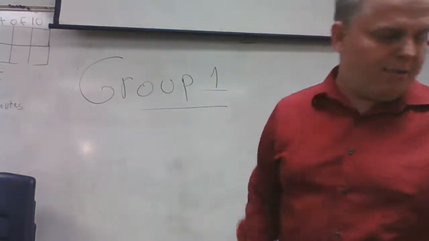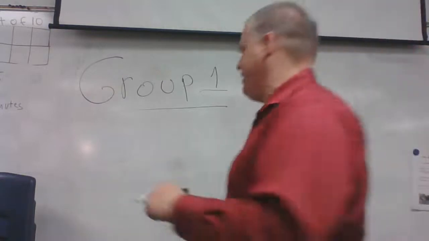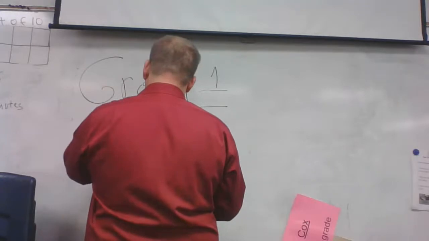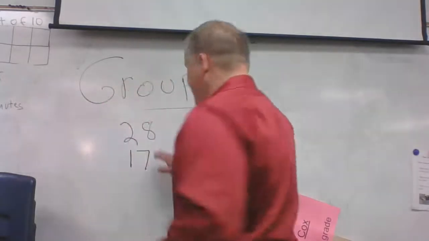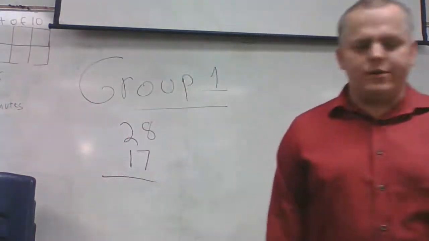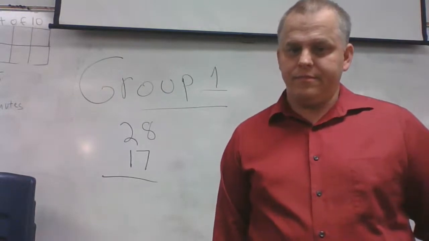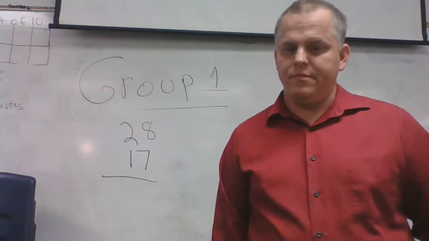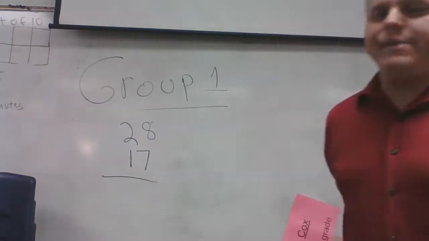Okay, so group 1, as we're going to circle our important numbers, 28 and 17. So group 1 made 28 blocks and 17 airplanes. What do I need to do with those 2 numbers? Xavier or Adriana, what should I do with them? I need to times them?